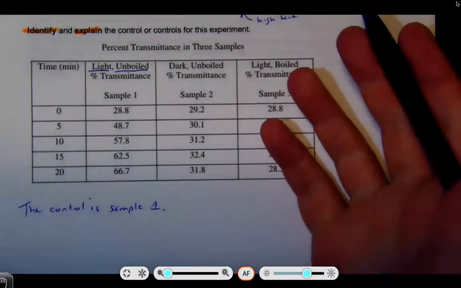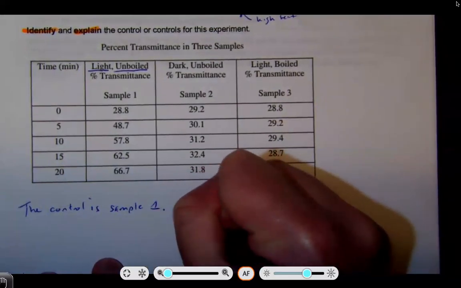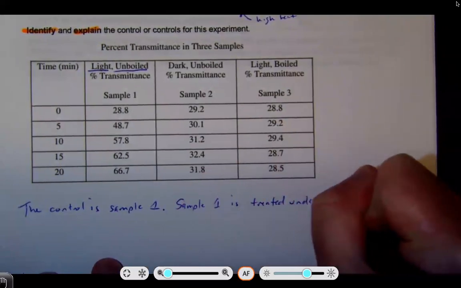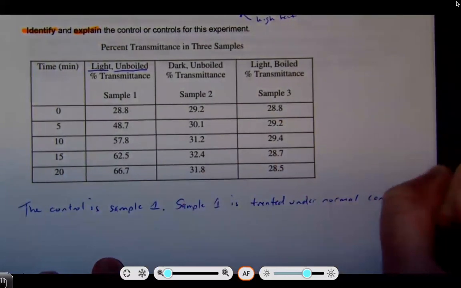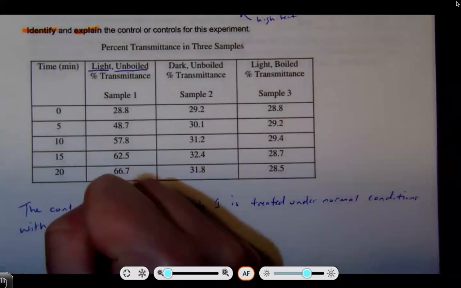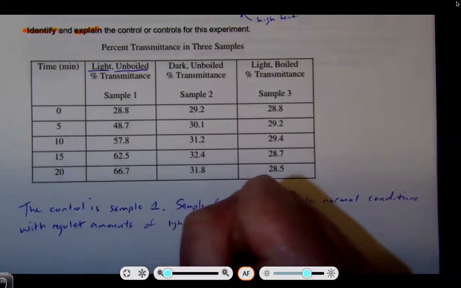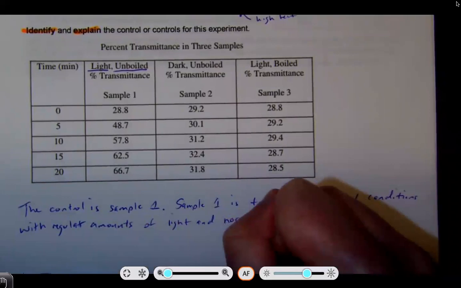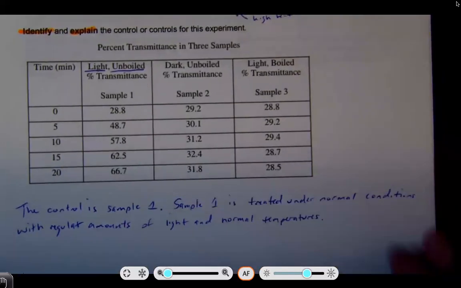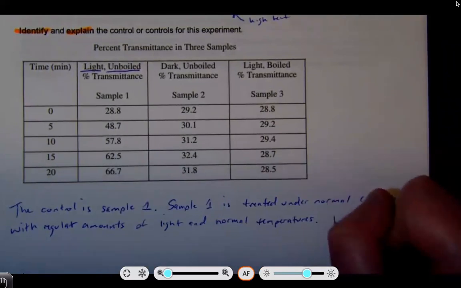You also want to explain why. So sample one is treated under normal conditions, with regular light, regular amounts of light, and normal temperatures. You might also want to explain that the control is the basis of comparison.